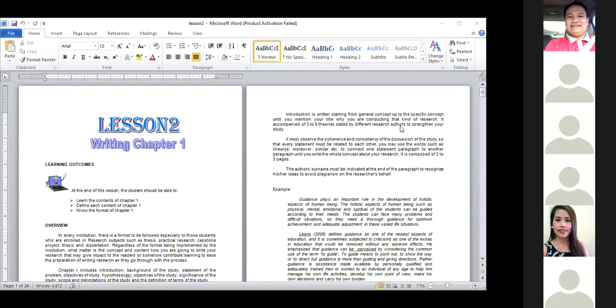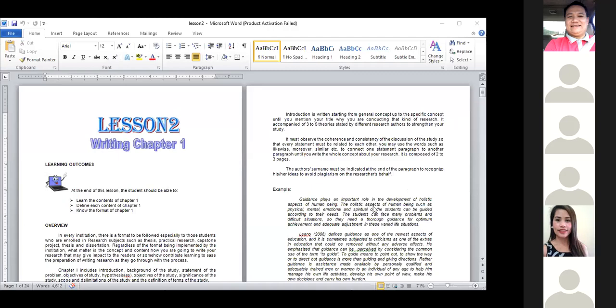Kaya kinakailangan gumamit tayo ng mga words like, ayan, makikita ninyo yan. You may use the words such as likewise, moreover, similar, etc. No? So to connect one statement or paragraph to another paragraph until you write the whole concept about the research. So usually it is composed of 2 to 3 pages only, no? So hindi masyadong mahaba.